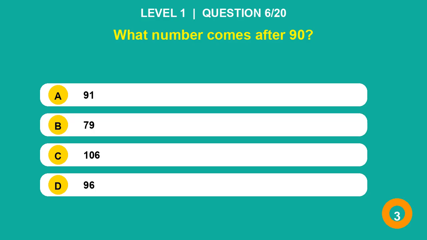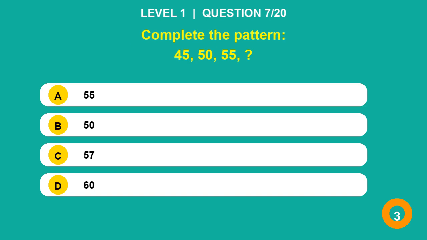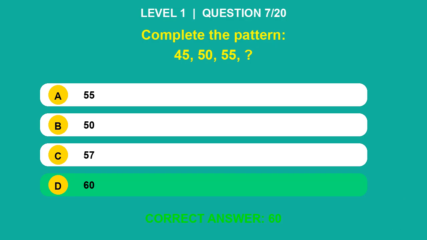What number comes after 90? Answer is 91. Complete the pattern. 45, 50, 55. Answer is 60.